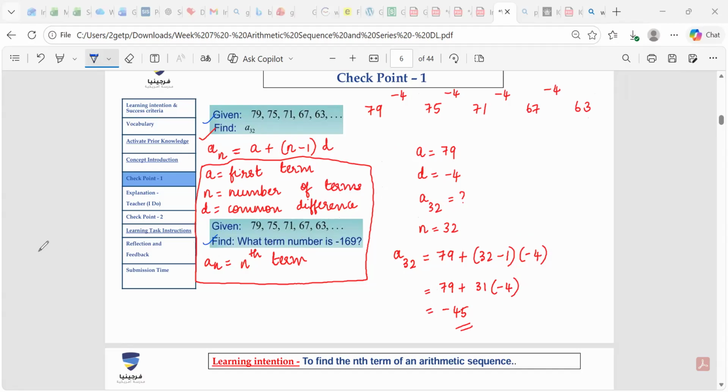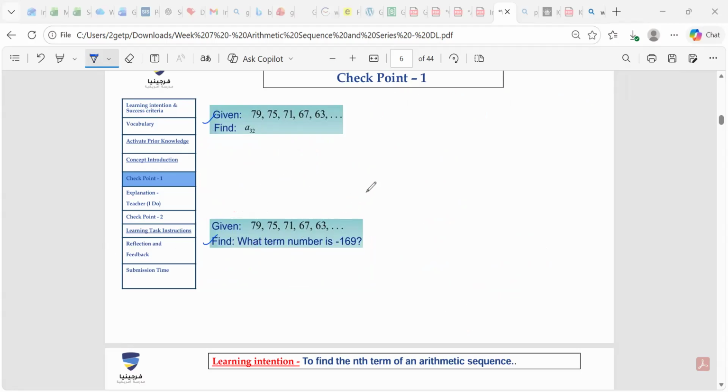Let's try one more question here. The second one. Again, we have 79, 75, 71, 67, 63. Now the question says find what term number. So this is a tip here: term number means n is what we need to find out.